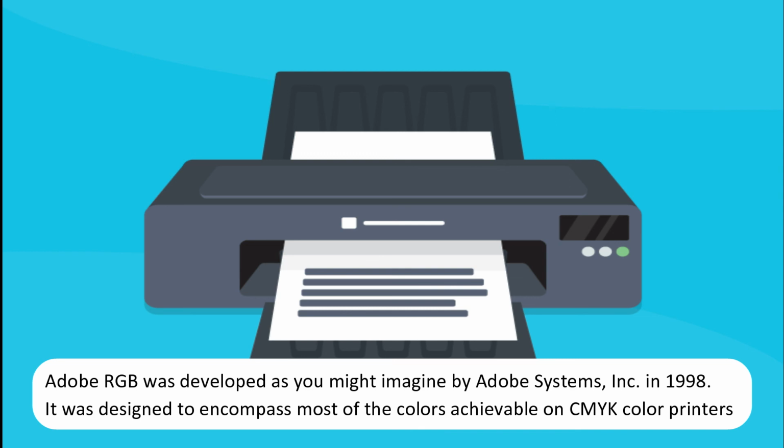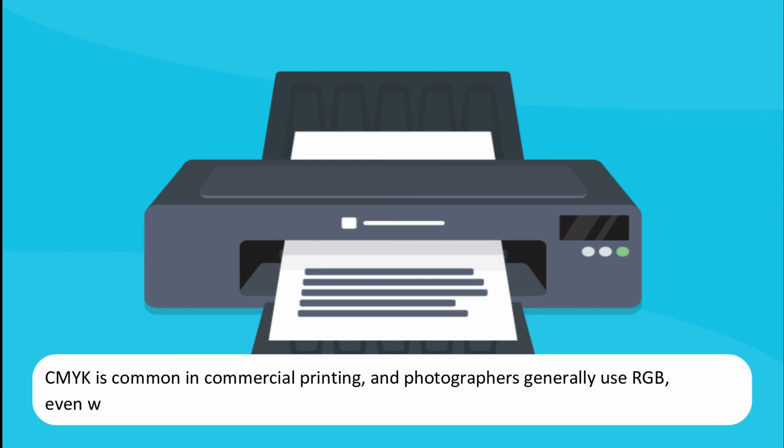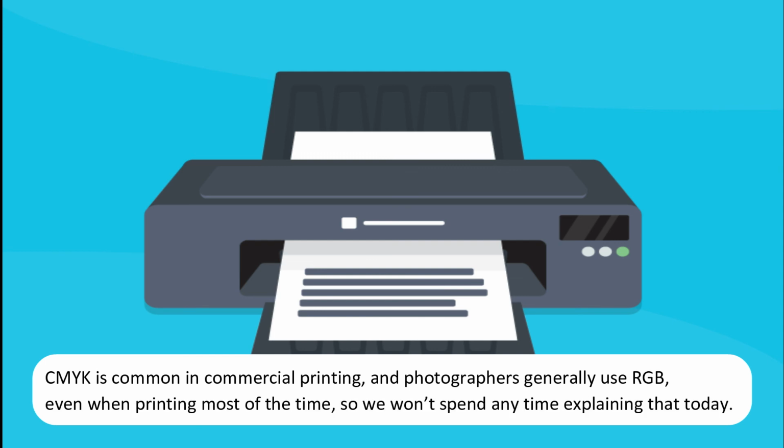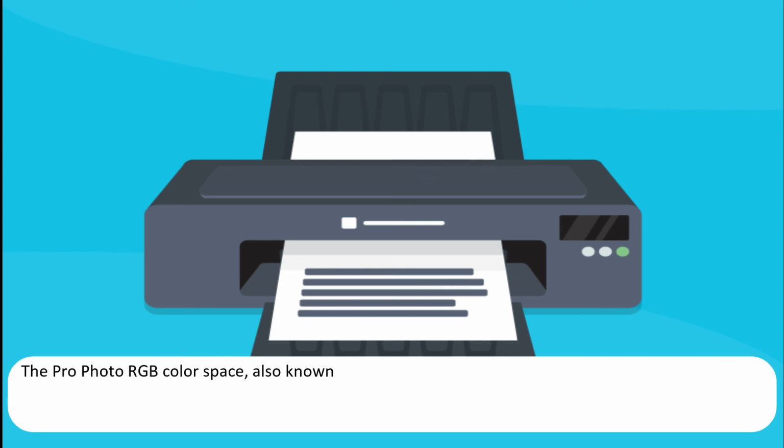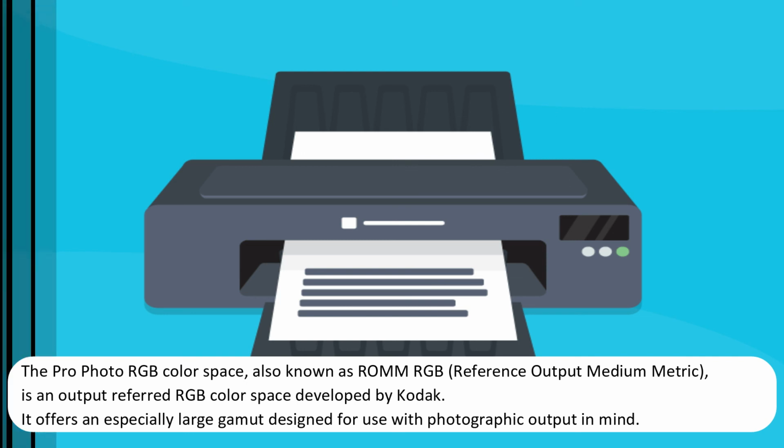But it uses RGB primary colors on a device such as a computer display. CMYK is common in commercial printing, and photographers generally use RGB, even when printing most of the time, so we won't spend any time explaining that today. The ProPhoto RGB color space, also known as ROMM RGB, Reference Output Medium Metric, is an output-referred RGB color space developed by Kodak. It offers an especially large gamut designed for use with photographic output in mind.